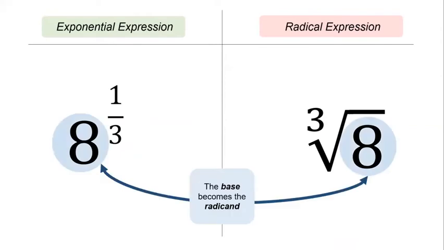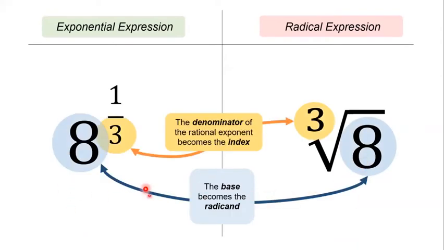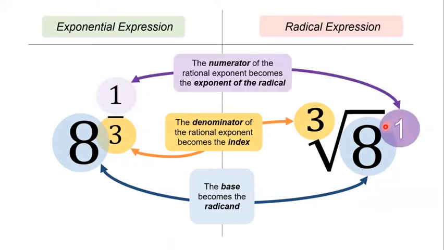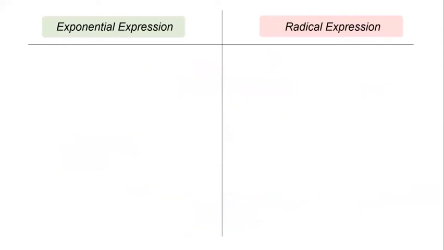Ulitin natin. Ayan. Base becomes the radical, and the denominator of the rational exponent becomes the index. Ma'am, saan po napunta itong 1? Nandito po sa radical. Matatandaan na hindi na natin kailangan isulat ang 1 na exponent. Understood na yon. Let us have another example.